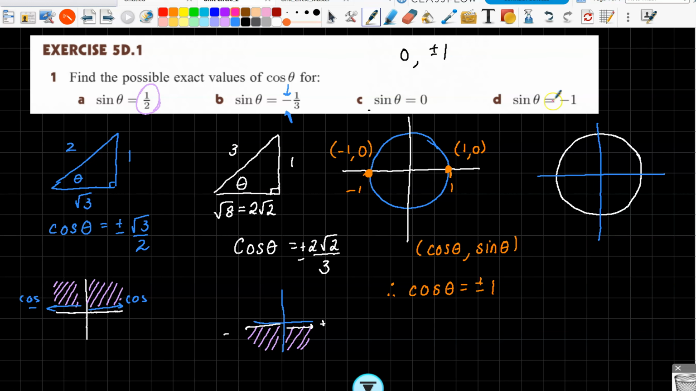Okay, so when is sine theta equal to minus 1? So remember, that's your y-axis. Only one point this time, 0, minus 1. So here, that's our sine. This is our cosine. So sine theta equals minus 1 when cos theta is 0. Hope that makes sense to you. This is becoming a little bit of a long video, but hang in there.